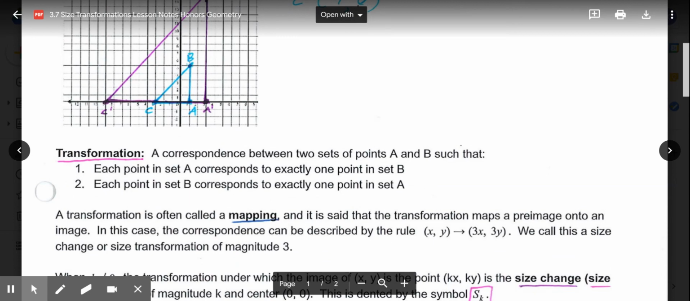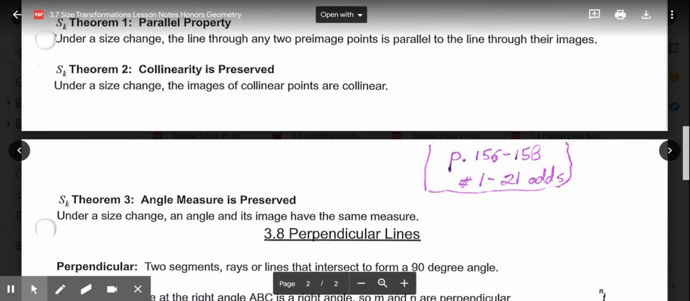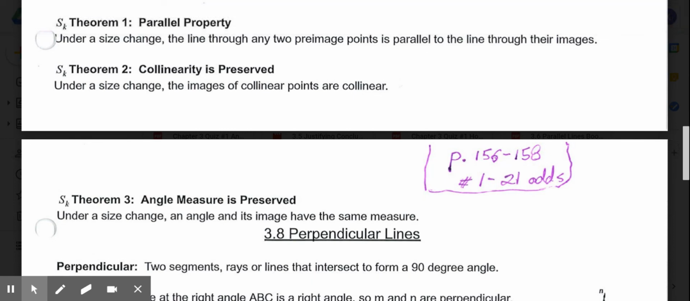So 3 things that are preserved: parallelism is preserved, collinearity is preserved, and angle measure is preserved.